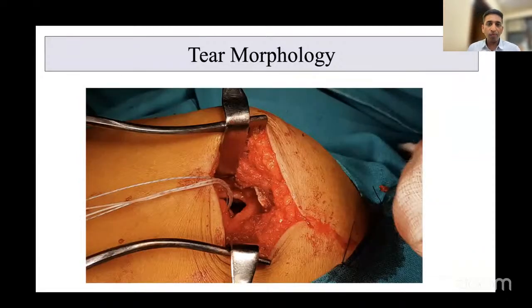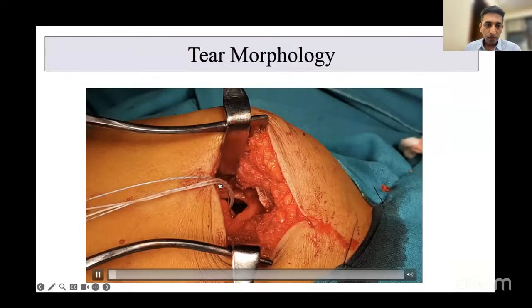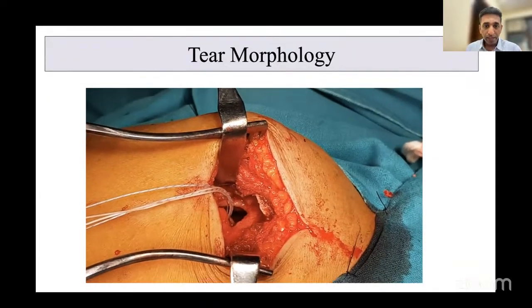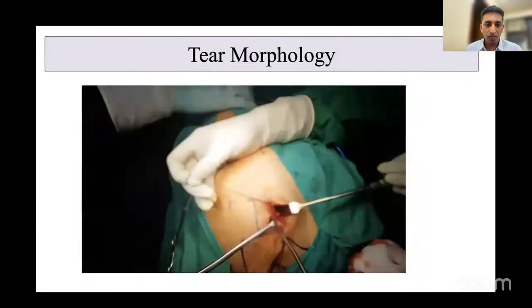Then after that, we put an anchor. So look at this tear, which is a T-shaped tear. The previous one was an L-shaped tear. This one is a T-shaped tear, and it is easily right in front of your eyes, and we can see the cuff tear very beautifully.